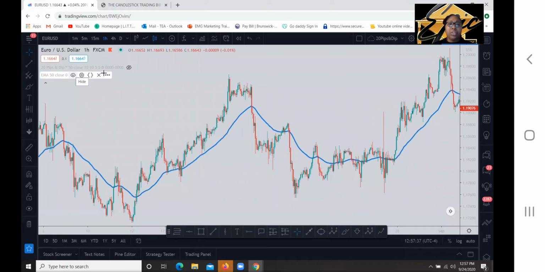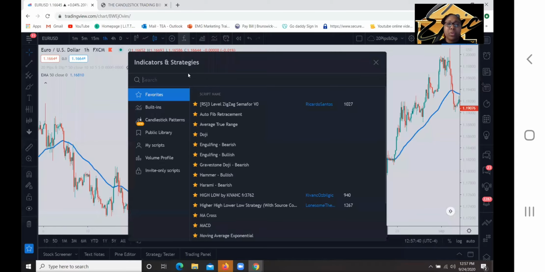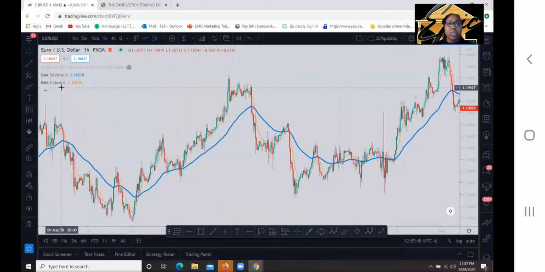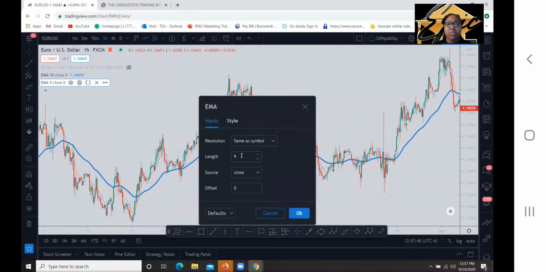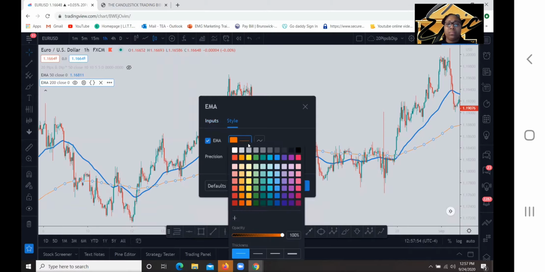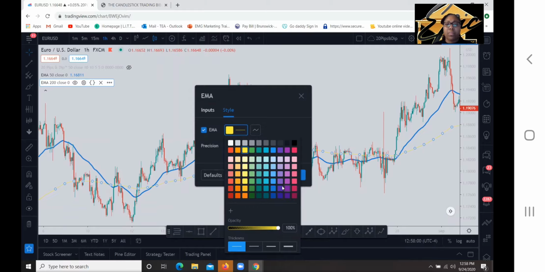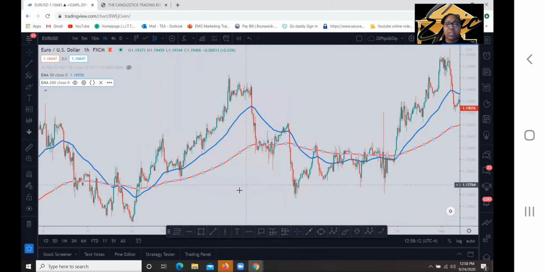Let's just use the 200, and we're going to keep the 50. So let's make this 200. You choose a color that you guys can see. Green and blue kind of look the same, so let's use this color right here, because y'all can see that. So the 200 is red and the 50 is blue.